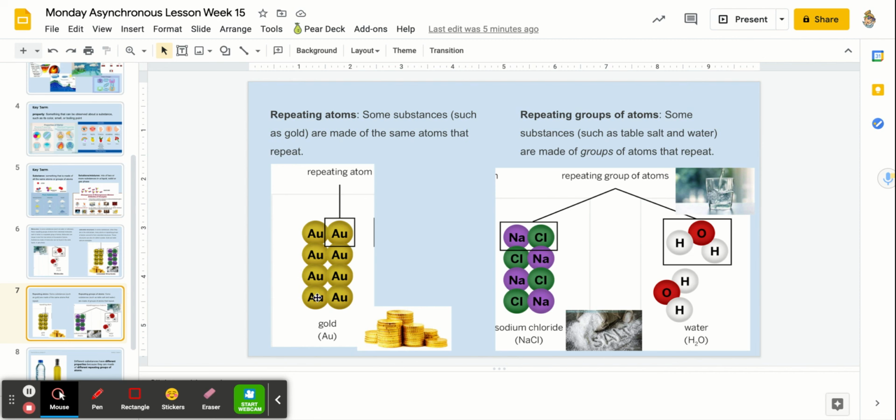So these repeating atoms, right? They'll repeat the same atoms and create a substance that you see eventually that's called gold. What we see with the human eye is billions and billions of atoms repeating to create a substance. And then we have our repeating groups of atoms, like I mentioned. These repeat over and over again and create our substances such as salt or water.